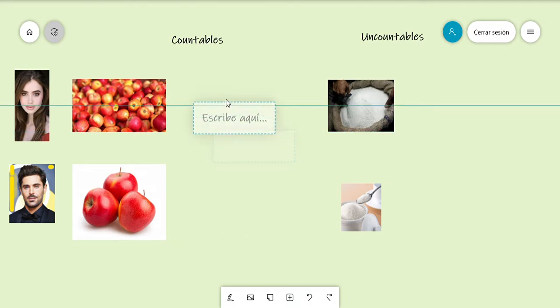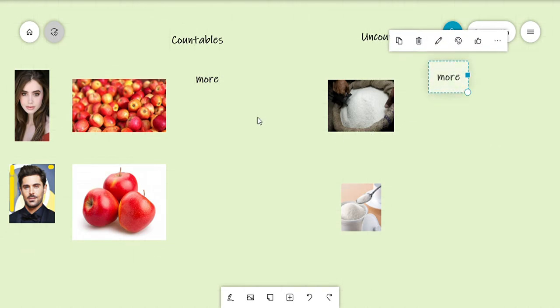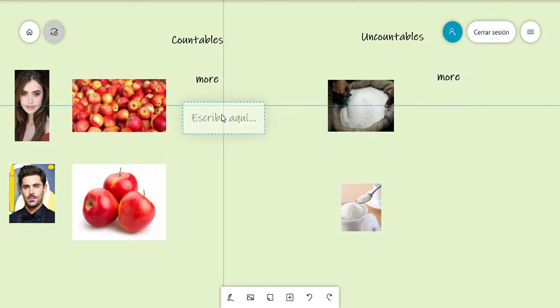When you talk about countable things, when the person, in this case she, has more, you have to use the word more. And actually, more is also used for uncountable things. In both cases, you can use the same word. Now, what is the example that I can check here, or how can I write it?